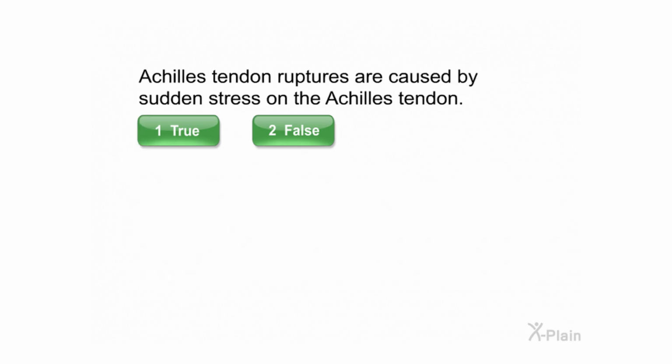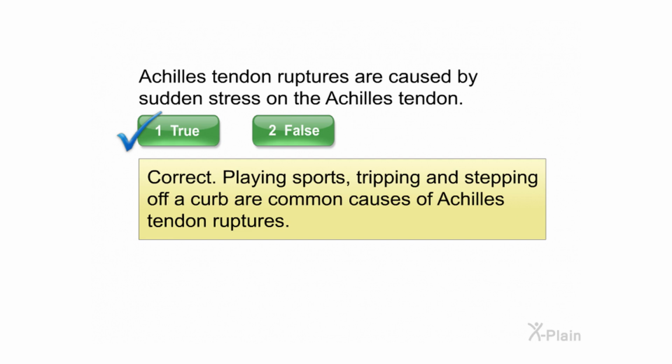Achilles tendon ruptures are caused by sudden stress on the Achilles tendon. Select true or false. Correct. Playing sports, tripping, and stepping off a curb are common causes of Achilles tendon ruptures.